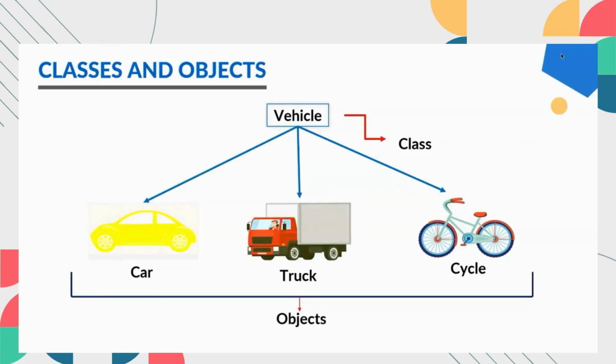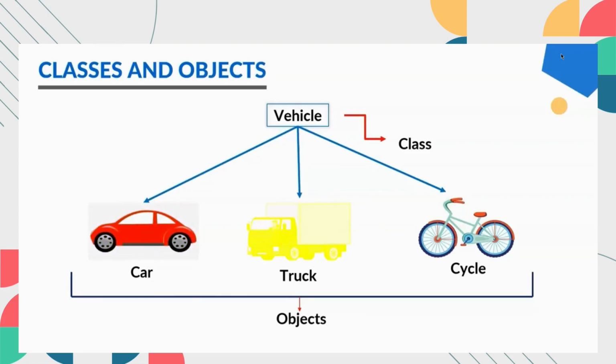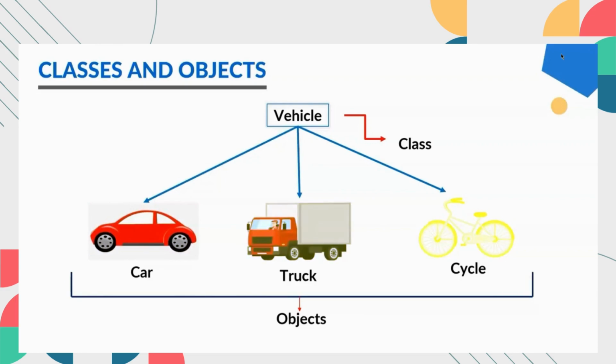But if they have a common behavior, they can use a vehicle class. But if they have their own behaviors, the vehicle class with the basic functionality can be inherited inside the specific car, truck, and cycle classes and represented with the help of the object.